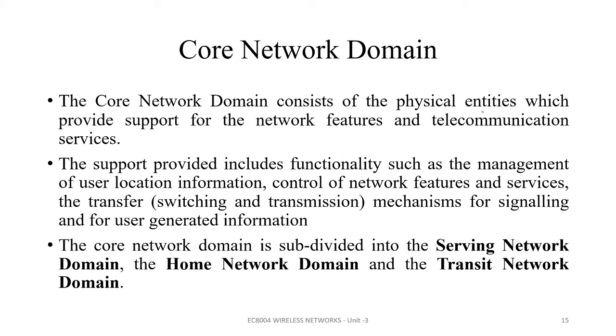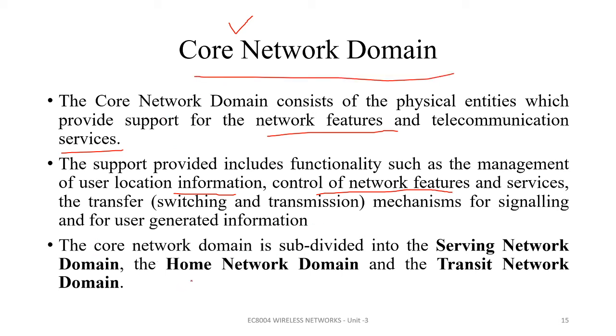So the core network domain consists of physical entities which provide support for the network features. Which network exactly I'm using, whether Jio or Airtel or Aircel, BSNL, all those things. This is my core network that will provide my network features and telecommunication services. The support it provides includes functionality such as management of user location information, control of network features and services, transfer, switching and transformation mechanisms. What all it gives: location information, where exactly you are, and again control of network features and services.